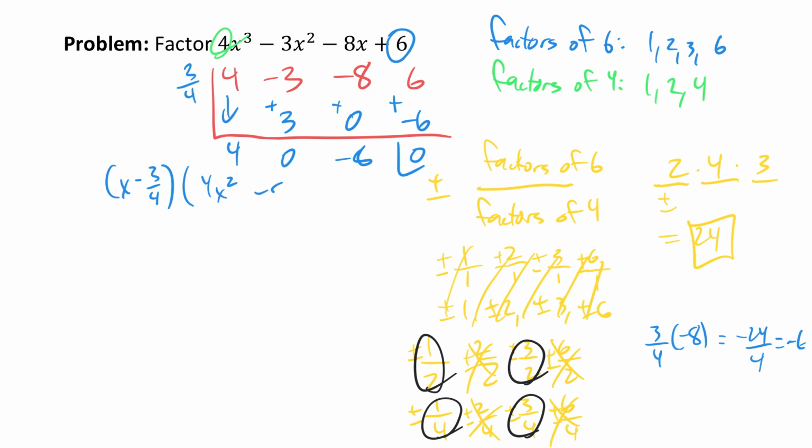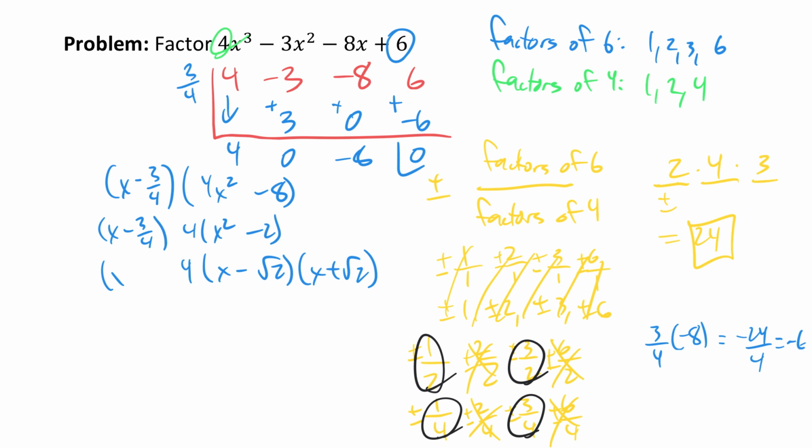4x squared minus 8. Now again, we use our regular skills of factoring here. Factor out the 4. And this is just a difference of squares. I would say squares in air quotes because it's going to be x minus root 2 and x plus root 2. If you haven't seen that before, it's just using a difference of squares, but instead of it being a perfect square, 2 isn't a perfect square, so you just write root 2.